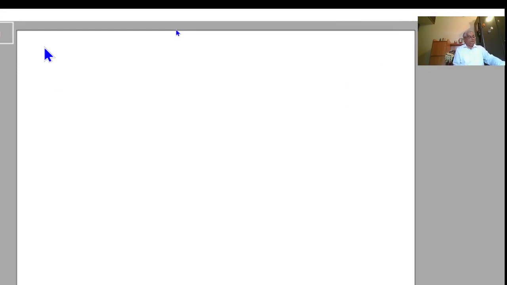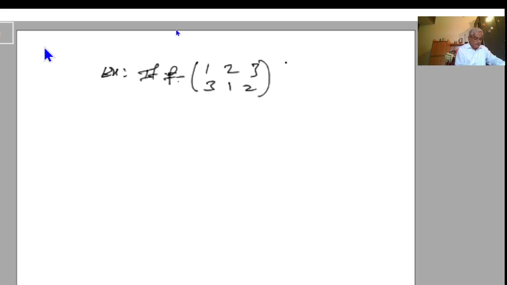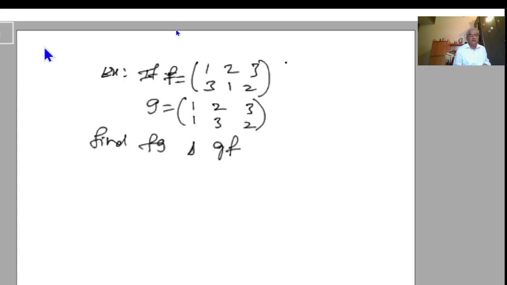So next we go for some examples. If F is equal to 1, 2, 3 on top and 3, 1, 2 on the bottom, and G is equal to 1, 2, 3 on top and 1, 3, 2 on the bottom, find FG and GF. So here FG is this, F into G, where F is 1, 2, 3, 3, 1, 2 and G is 1, 2, 3, 1, 3, 2.